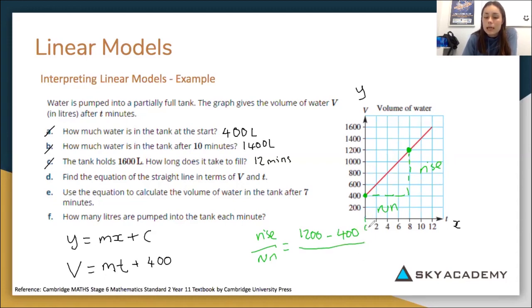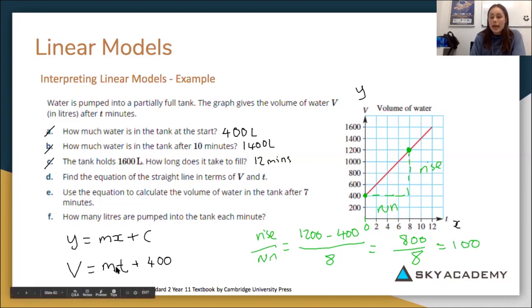So it's going to be a value of 8. So 1,200 minus 400 is going to be 800 over 8. And if you put that into your calculator, 800 over 8, it should just give you the answer of 100. And so that means we can substitute m as 100. So volume equals 100 T plus 400.